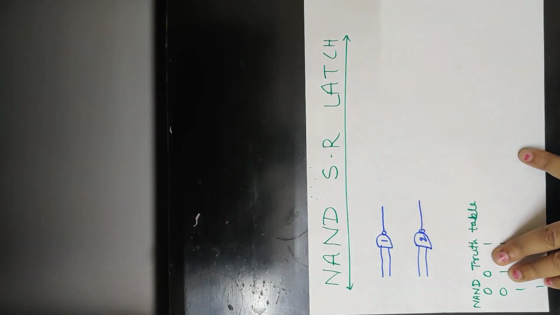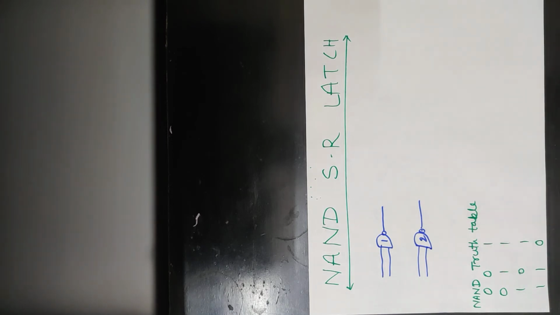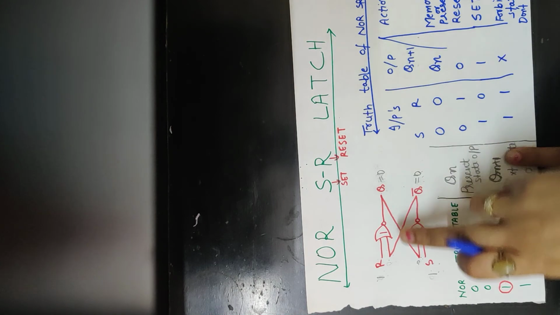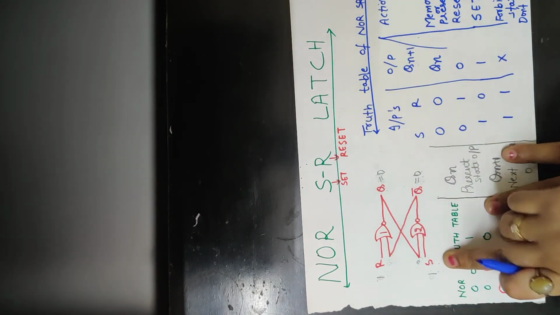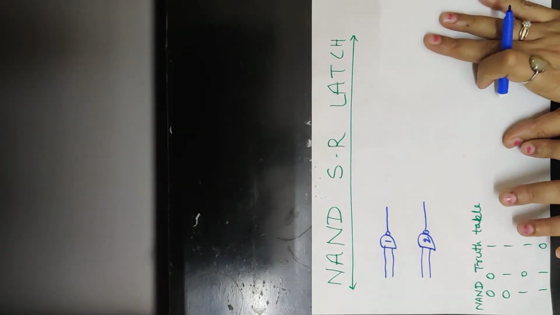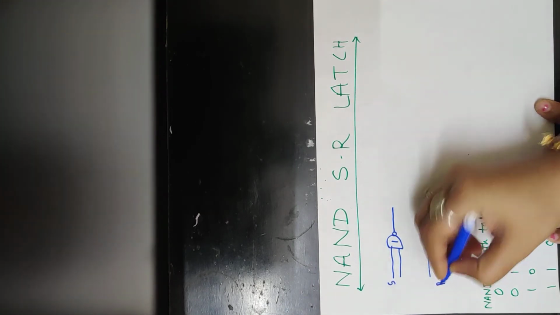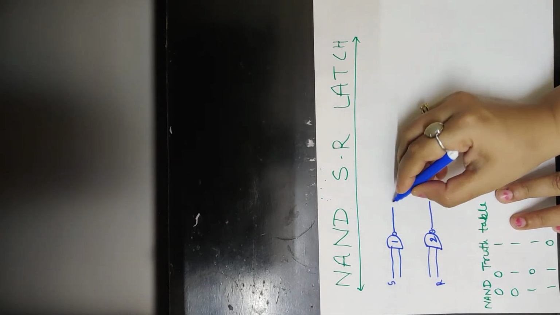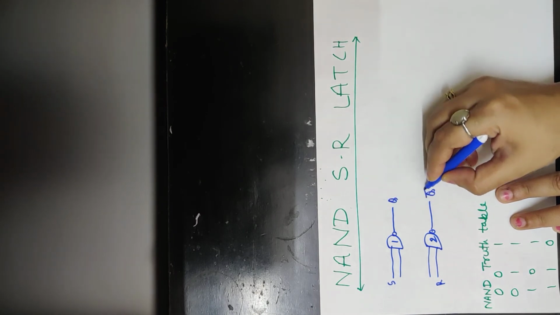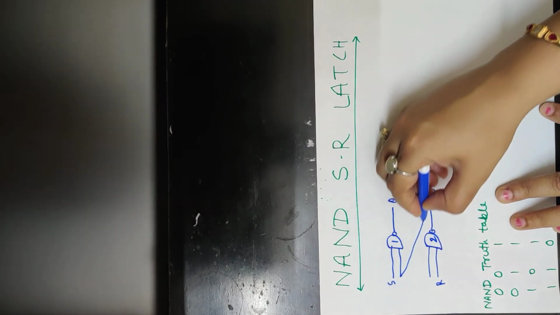Clear? Now one important trick that you have to keep in mind, whenever you are constructing a NOR SR latch, you have to give R first and then S. But in the case of a NAND SR latch, you have to give S first and then R. Clear? The output of gate 1 is Q, gate 2 is Q bar. Feedback connection we are giving in the same way.